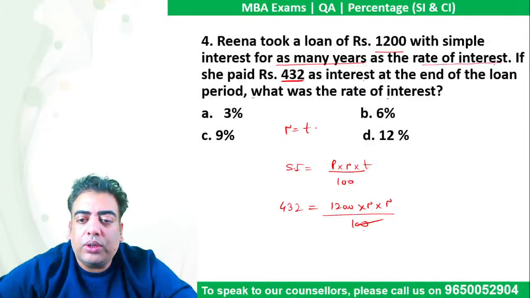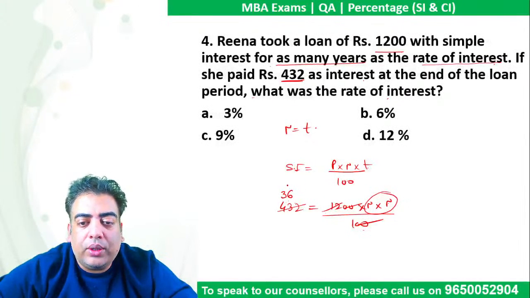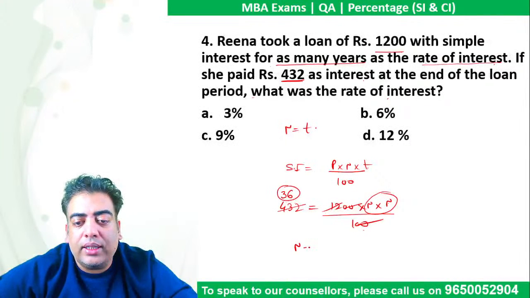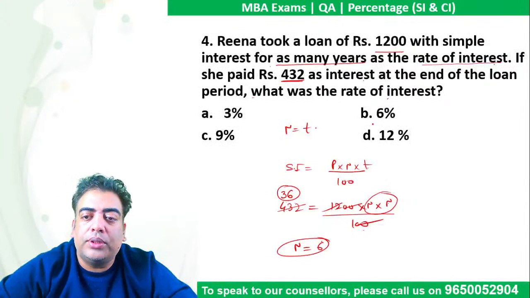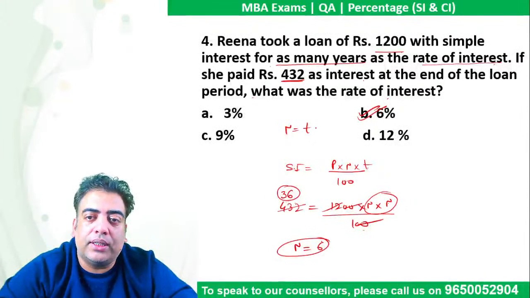So these two zeros get cancelled out. Now we need to cancel out 12. So 12 3s are 36, remainder 72, 12 6s are 72. So R square equals 36, and taking the square root, the value of R comes out to be 6. So the correct answer option will be B, which is 6%.